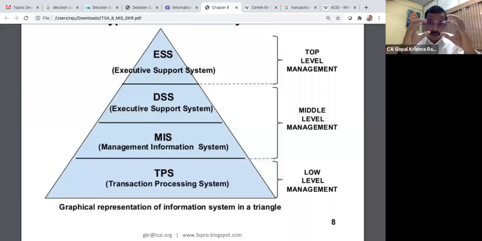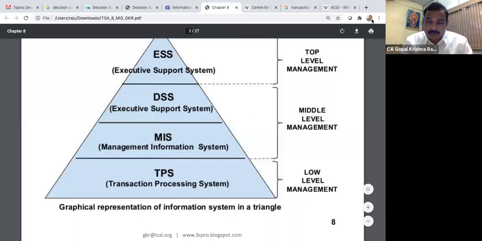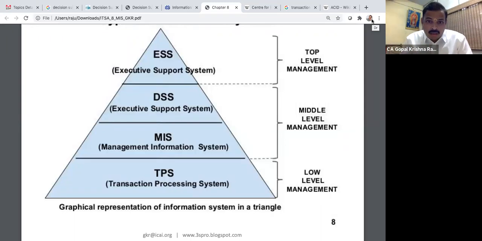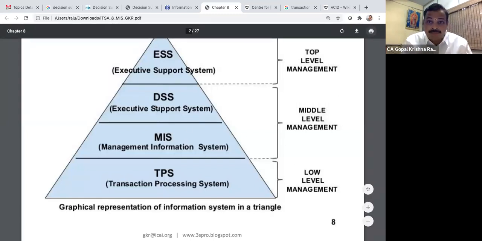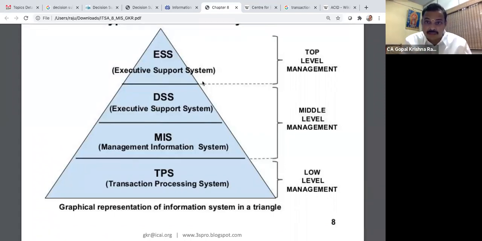Okay, good. Now, what is MIS and DSS? These are systems which collect information from TPS, do the processing, and give it to the executive top management. Simple. This is as simple as that. Nothing beyond. But what makes them different is the point. Now, I'll give a simple example of MIS first, Management Information System first.